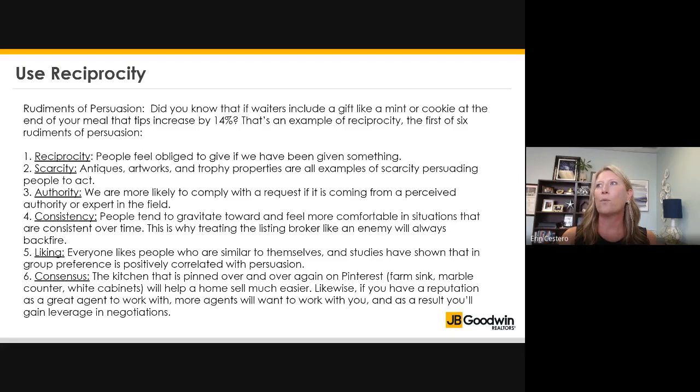The rudiments of persuasion. Did you know that if waiters include a gift like a mint or a cookie at the end of the meal, tips on average increase by 14%? That is an example of reciprocity. People feel obligated to give if we have been given something.